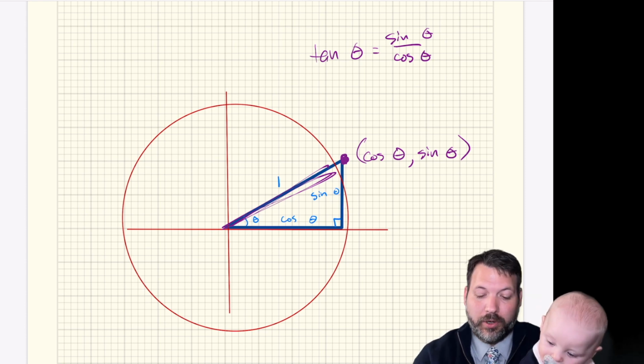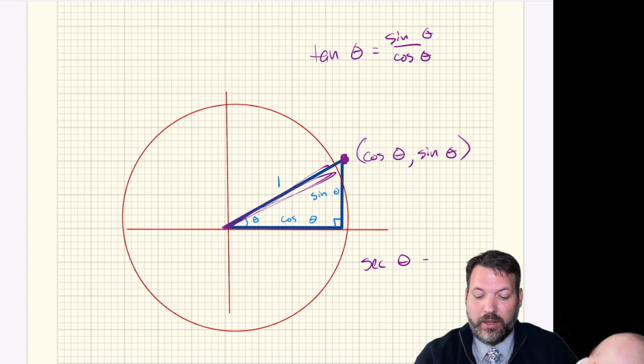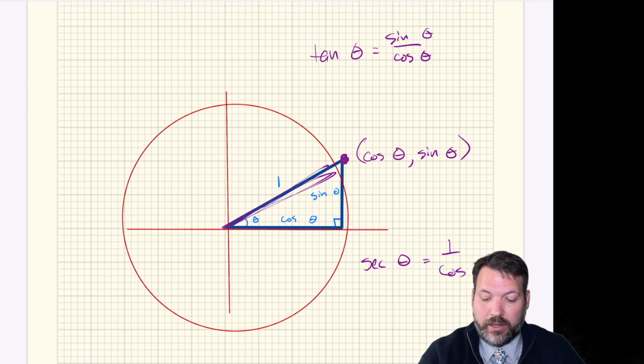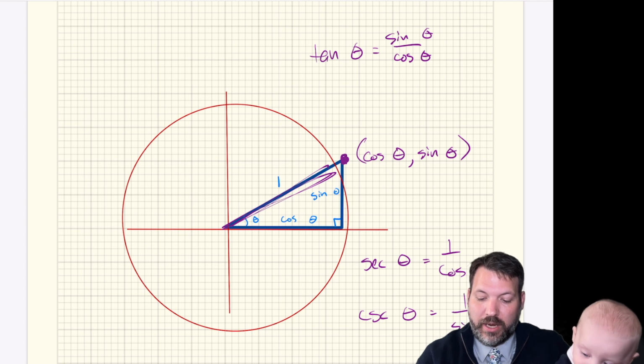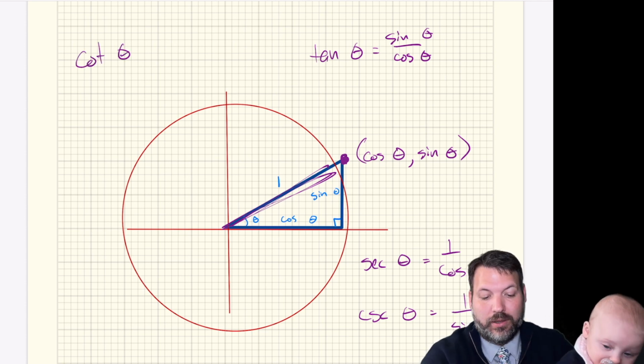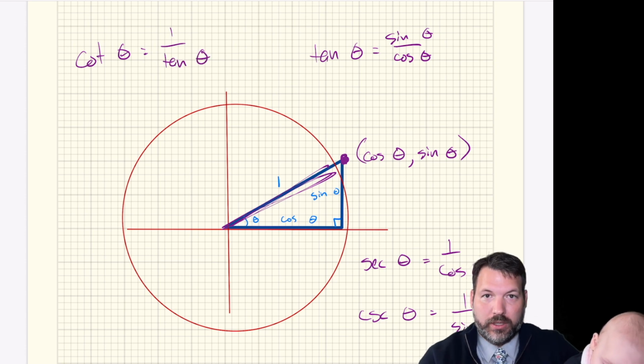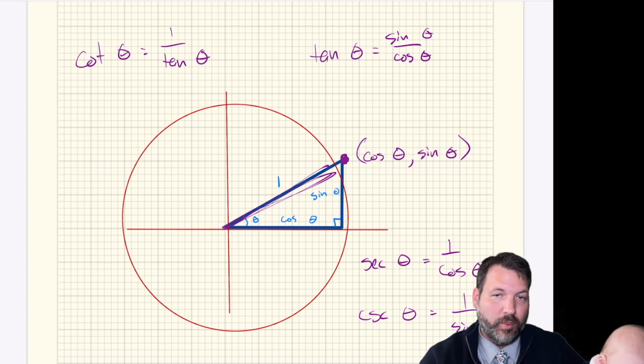And then we get the reciprocal identities. Secant theta is the reciprocal of cosine theta. Cosecant theta is the reciprocal of sine theta. Cotangent theta is the reciprocal of tangent theta. So a good teacher shows you all this, so you have some sense of where the 6 different trigonometric functions are coming from and what they relate to.